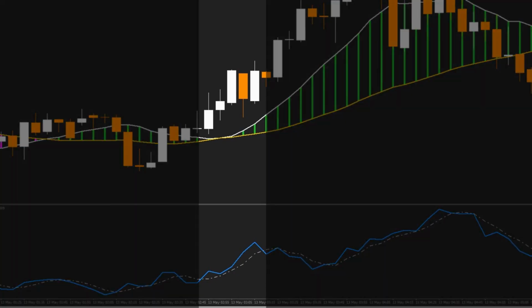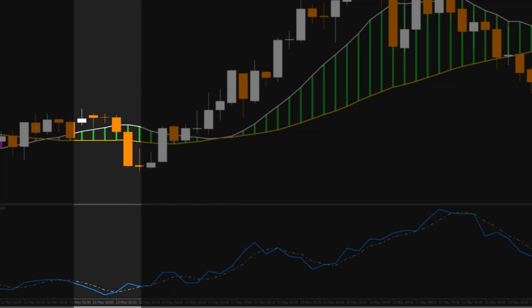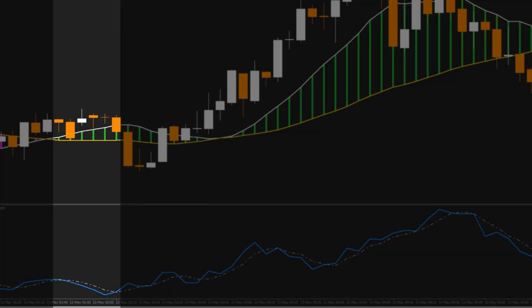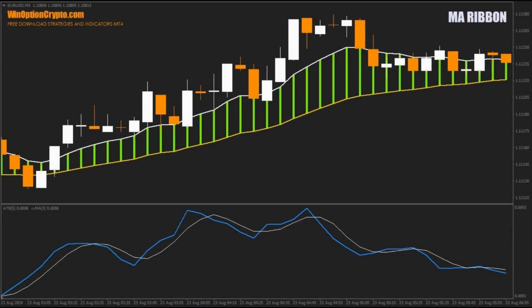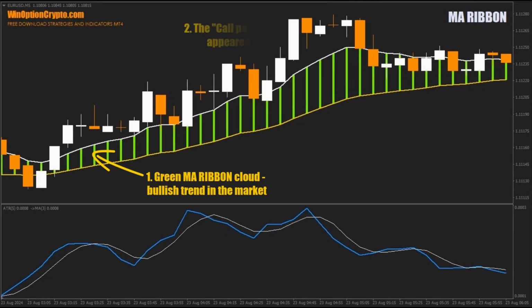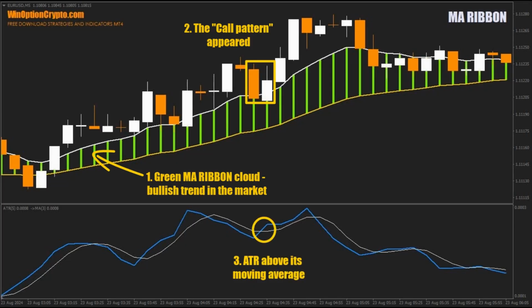As a rule, if the ATR oscillator line is above its moving average, the market is in a trend. If the ATR has fallen below it, the market is flat, and it is not worth making deals with this asset. So to buy call options, you need to, first, the MA ribbon cloud must be green. This means that a bullish trend has formed in the market. Second, a call pattern has appeared. Third, the ATR indicator is above its moving average. And fourth, at the opening of a new candle, we buy a call option.